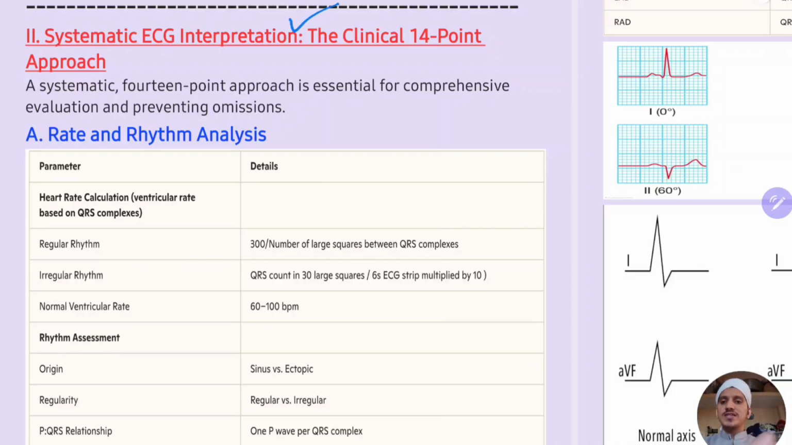So, systematic ECG interpretation with the clinical 14-point approach. Whenever you see an ECG, you should look for 14 points in that ECG. Step by step, we will move through those 14 points. A systematic 14-point approach is essential for comprehensive evaluation and preventing omissions.